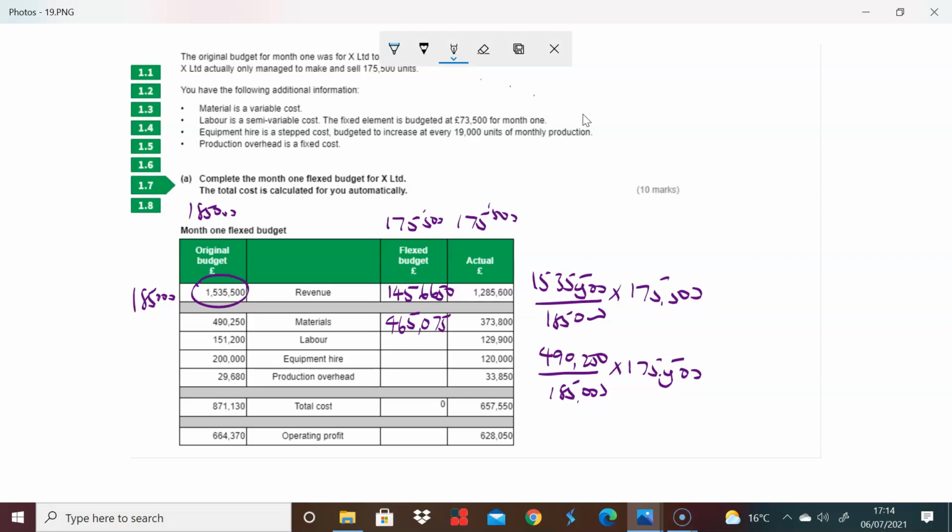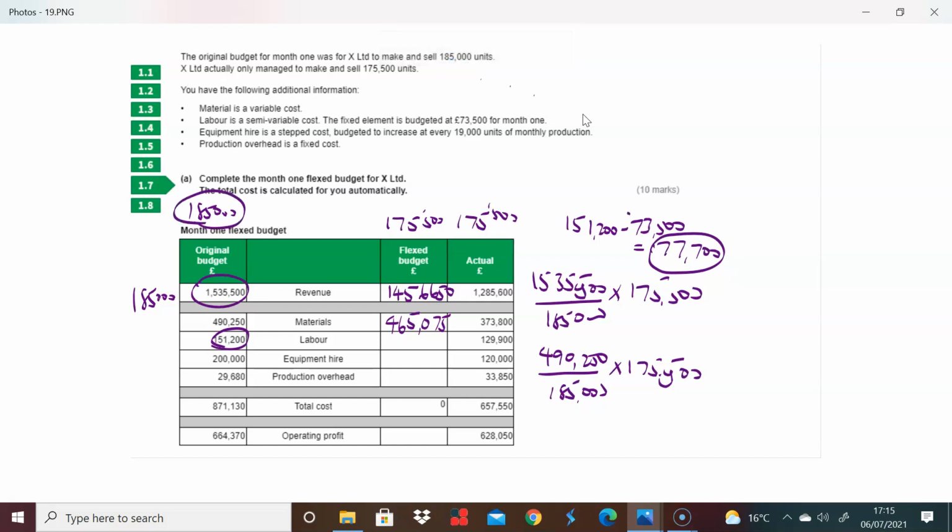The next one, it says the fixed labor is a semi-variable cost. So labor is semi-variable. In this budget we have a fixed element of 73,500. So what I should do is take that away, 151,200 minus 73,500. That's the fixed element, to get the variable element. So you have 151,200 minus 73,500, which is 77,700.